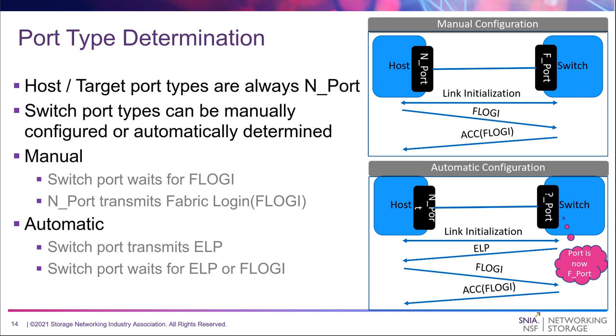Now, if the switch is in automatic mode, or mode auto, then that switch port is going to initialize the link. Then it's going to send out an exchange link parameters, or ELP, which is the first step in initializing an ISL if it was an E port. If it hears back another ELP, then it's going to initialize an E port. But if the end port ignores the ELP and sends its own FLOGI in, then the switch says, okay, I got the memo. This port is now going to be an F port and not an E port. So we have an automatic mechanism, which many ports are configured with for simplicity, but you can configure it as well if you want to lock it down.